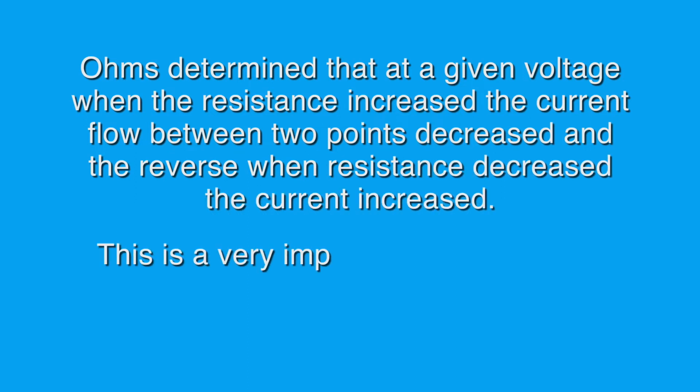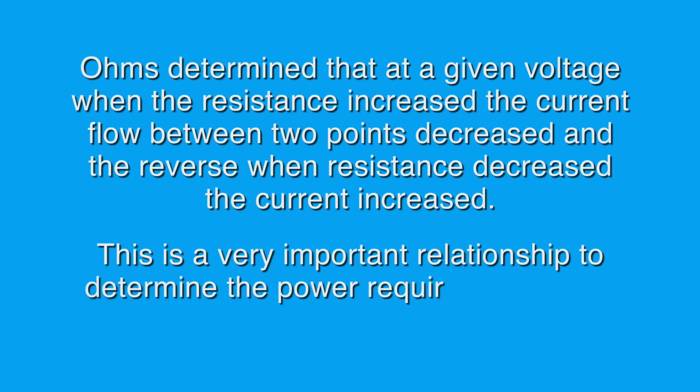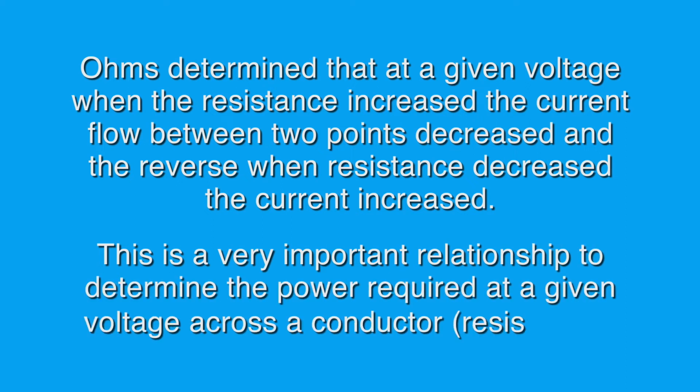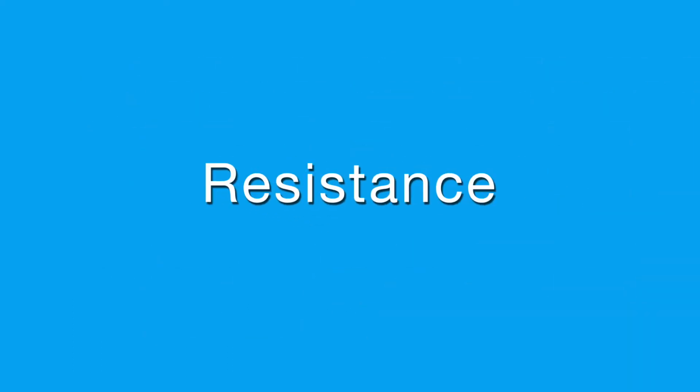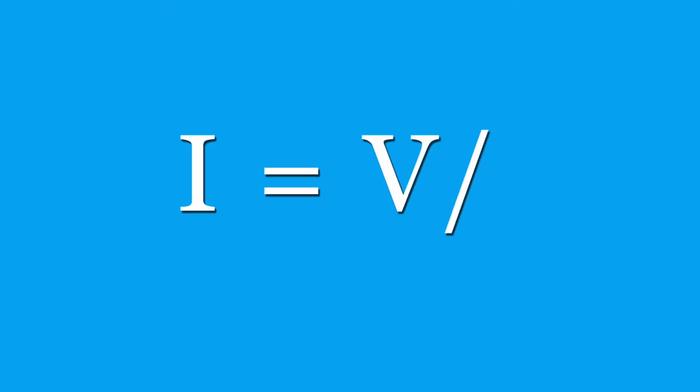This is a very important relationship to determine the power required at a given voltage across a conductor, or resistance, between 2 points. Ohm determined by dividing voltage, V, by units of resistance, R, V over R equaled amps. The result equaled the amps, I, and the current flowing in the conductor. Hence, I equals V divided by R.